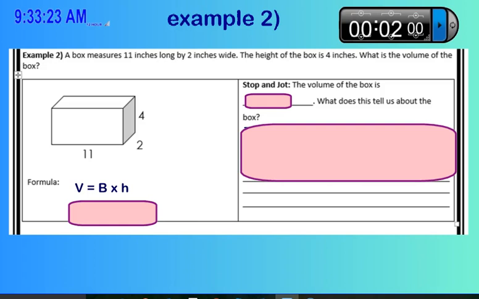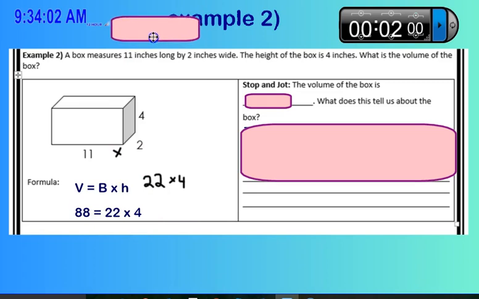Example number 2. A box measures 11 inches long by 2 inches wide. So 11 goes this way, 2 goes this way, and the height of the box is 4 inches. What is the volume? Well, volume equals base times height. So to get my base, I'm going to multiply this times this. So I get 11 times 2, which is 22. And then I have to multiply times the height, which is 4. So 22 times 4 gives me 88.